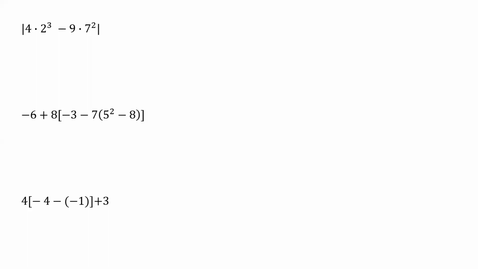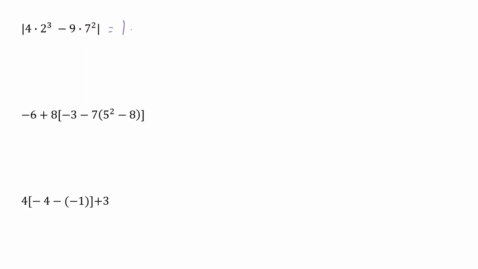All right, what about the next one here? Here we have absolute value, so that means we have to do everything inside first. So now we'll look from left to right. Here we have 4 times 2 cubed minus 9 times 7 squared. So that means we have to do the cubed and the squared first.